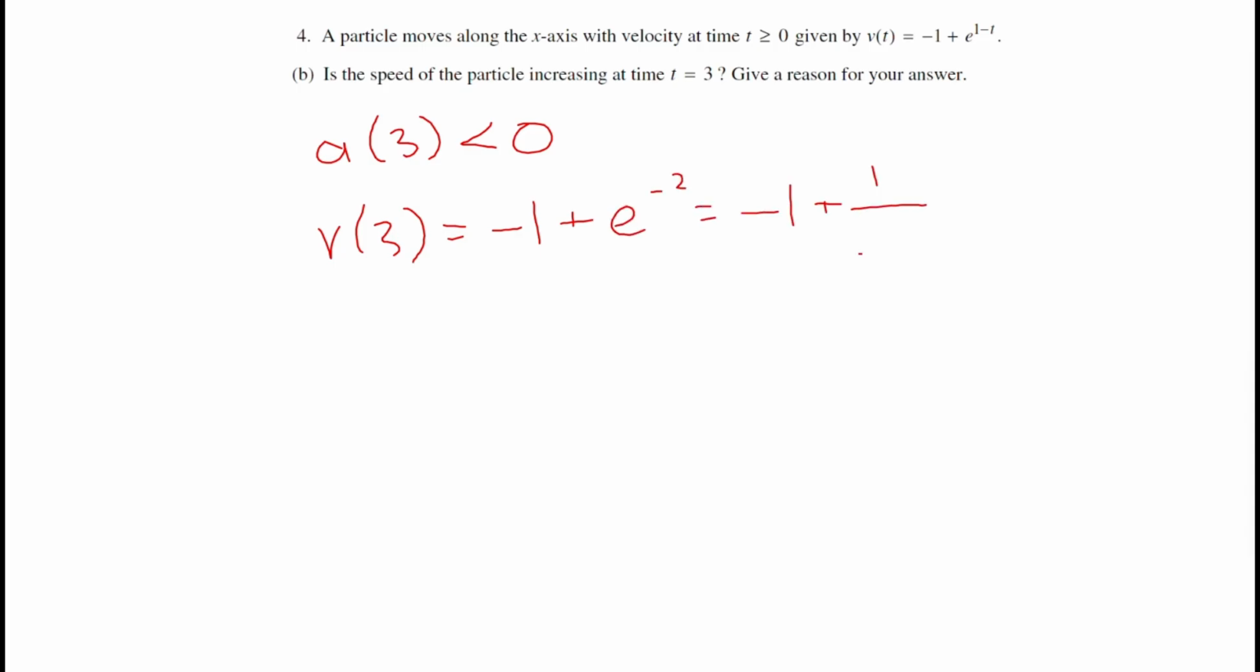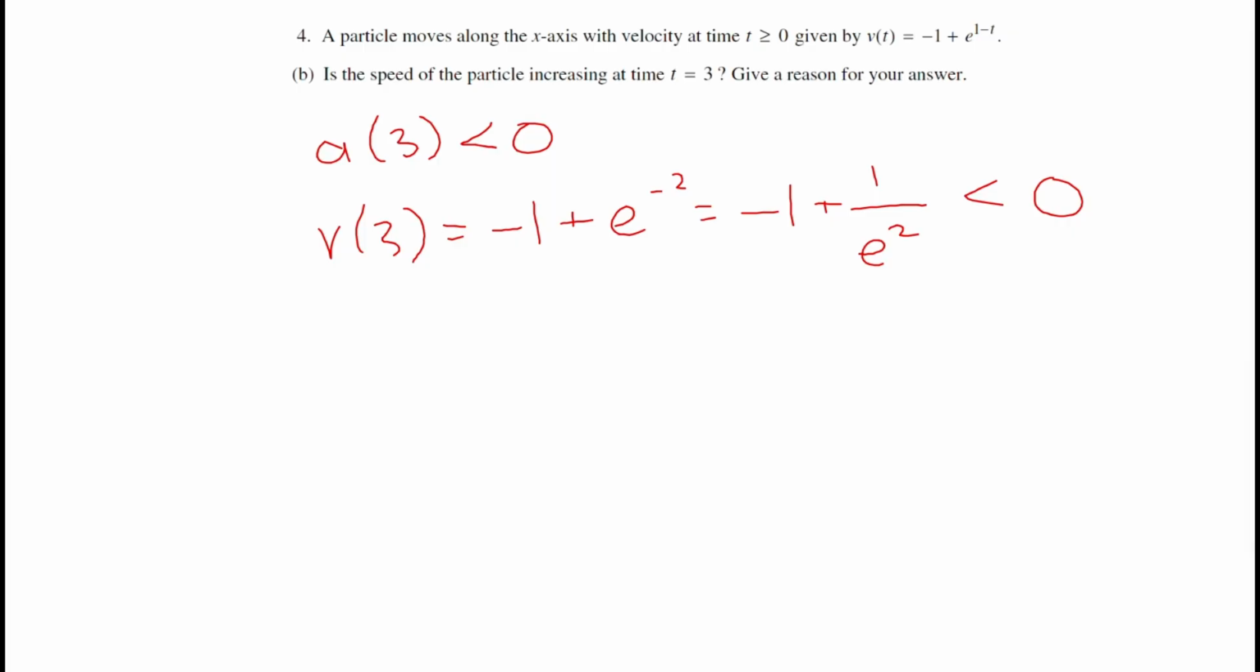In part B, it asks, is the speed of the particle increasing at t equals 3? Well, we already just found that a of 3 was a negative value. And then we need to check what v of 3 is. So v of 3 is equal to -1 plus e to the -2, or -1 plus 1 over e squared. Well, 1 over e squared is less than 1. So if we do -1 plus something less than 1, we still get a negative value. So both the velocity and the acceleration are negative.